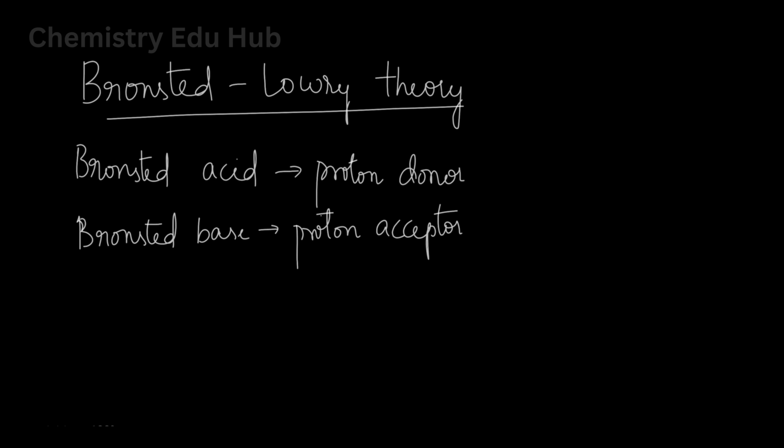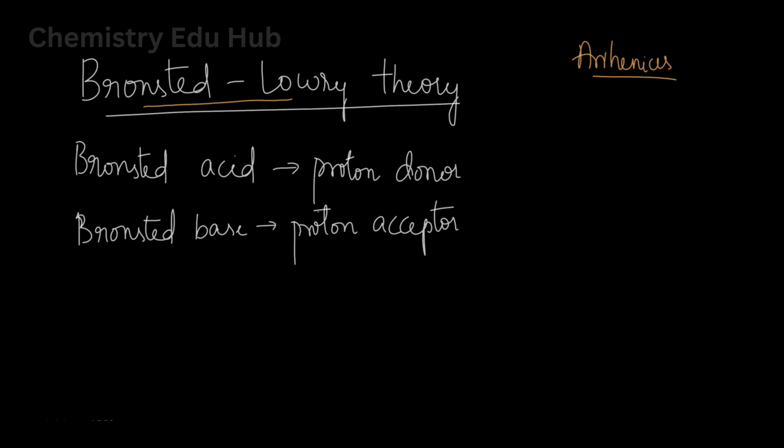In this video, we are going to talk about the second theory of acids and bases called Bronsted-Lowry theory. Now this theory was mainly proposed in order to overcome the drawbacks that we have seen in the case of Arrhenius theory. So according to Bronsted, an acid is a proton donor, a base is a proton acceptor. That means whichever substance can donate a proton is called a Bronsted acid, and whichever can accept a proton is called a Bronsted base. Donating is nothing but giving, accepting is nothing but taking.